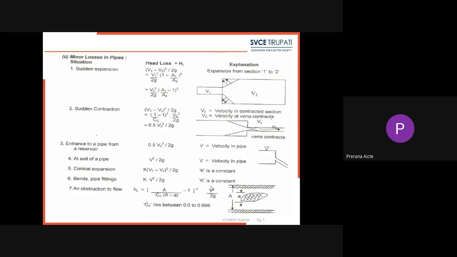If any obstruction occurs, then the equation will be HL equals (A/(Cc × (A - a)) - 1)² × V²/2g. Here Cc lies between 0.6 to 0.666. So this is the figure showing the obstruction to flow.